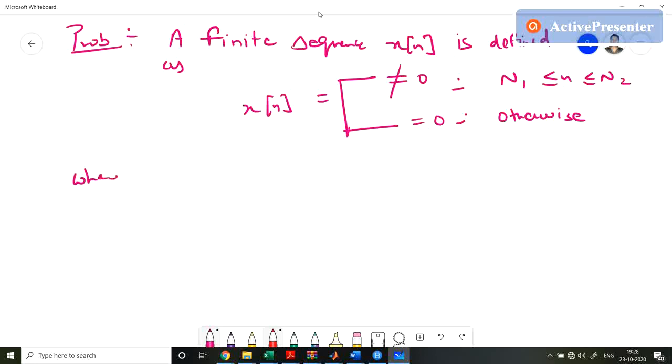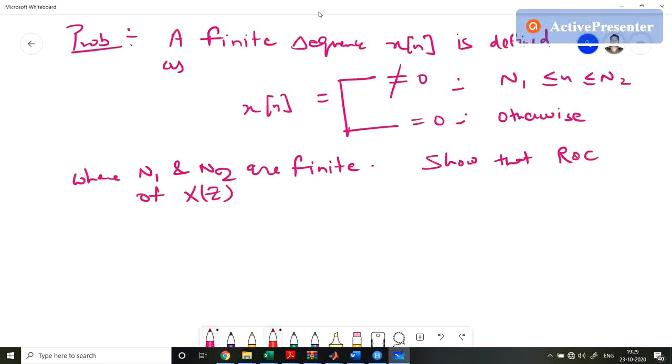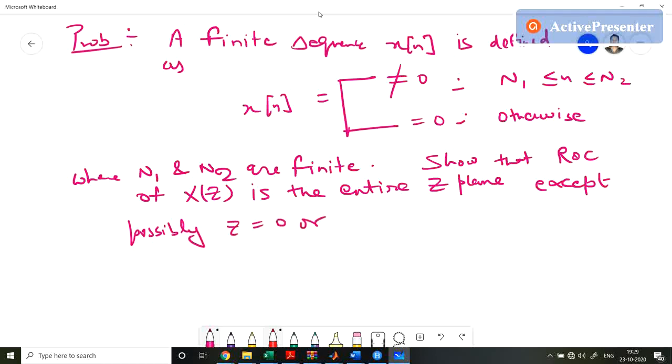Where n1 and n2 are finite. So let us show that the ROC of X(z) is the entire z plane, except possibly z equals 0 or z equals infinity. So except these two values, we can find the z transform.